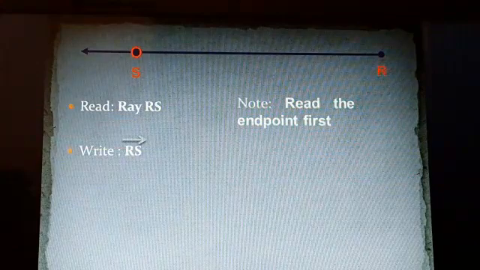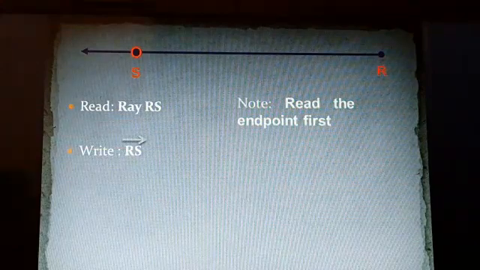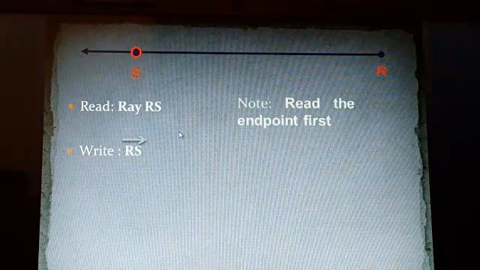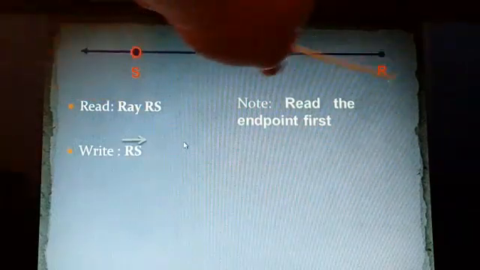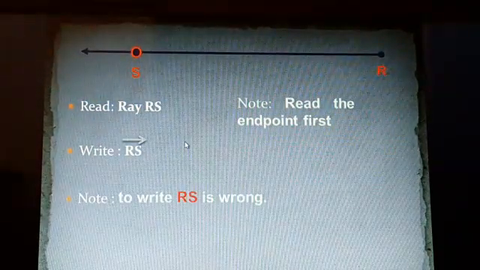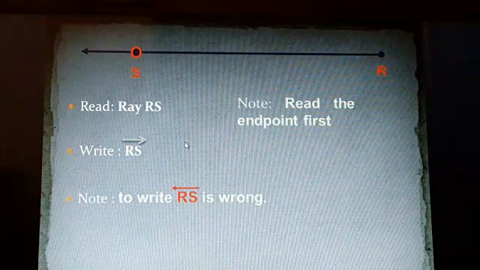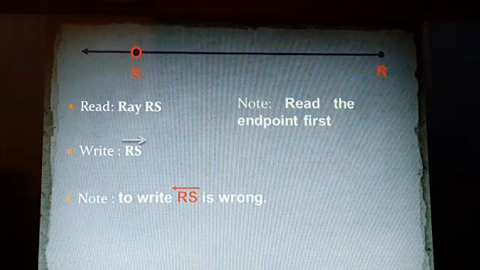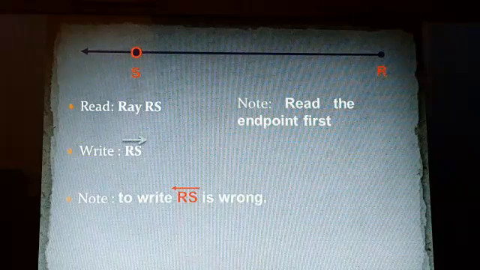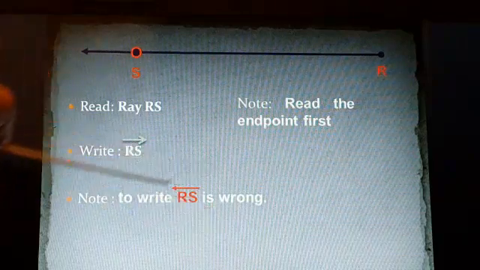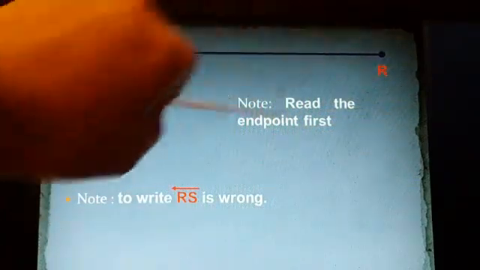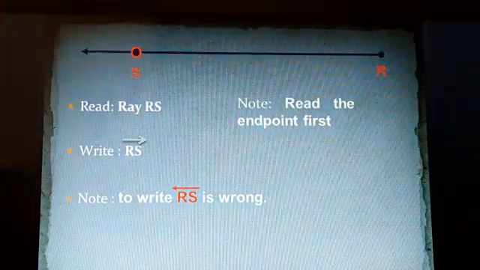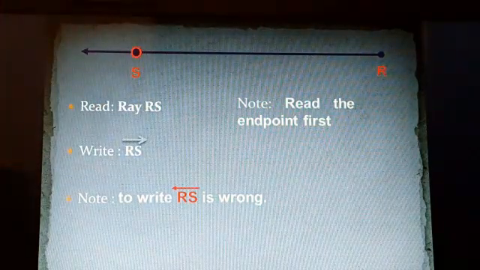You cannot read it or write it as SR, because the arrowhead is showing with the letter S, not with the R. And the symbol will never be written towards the left hand side, because that is the wrong way to write. The symbol will always be towards the right hand side, because here you can clearly see that this way is going from S to R. That is wrong. This way is going from R to S. Now what is this? This is a ray.